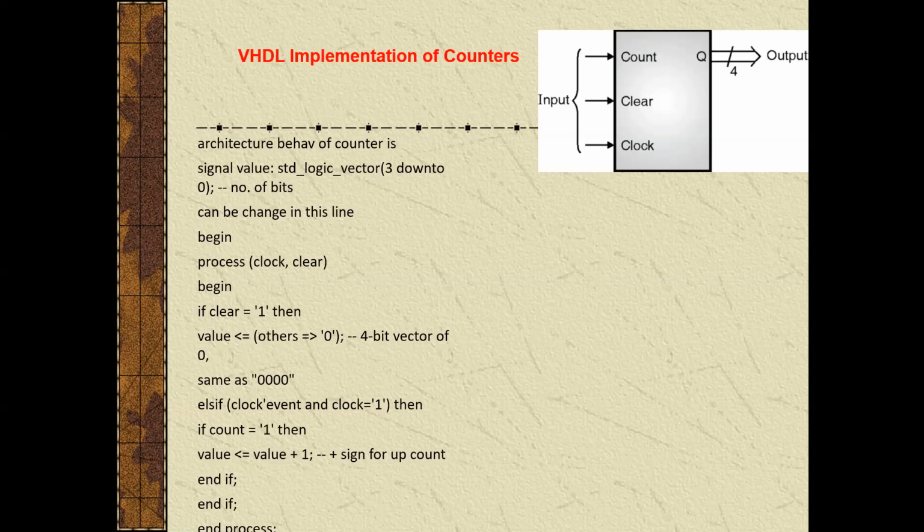This is the way of writing the VHDL code for the 4-bit binary up counter. Similarly, we have to write the code for the down counter also. Similarly, we have to write the architecture behave for the counter, with the signal value, because it is a 4-bit counter.